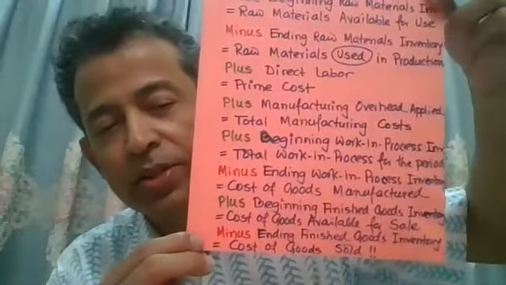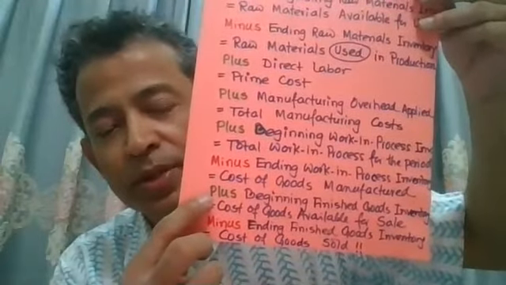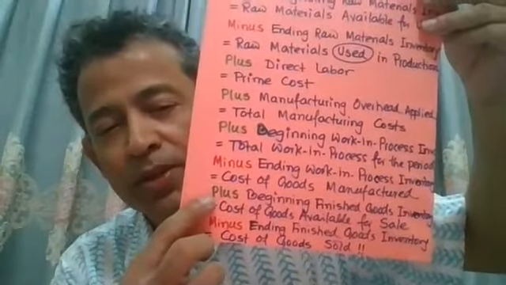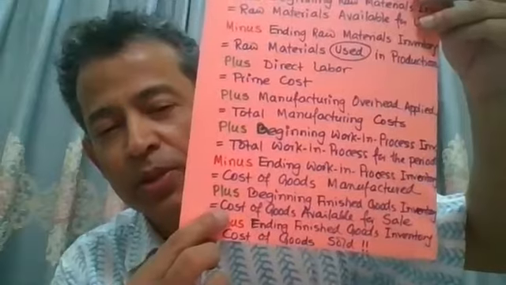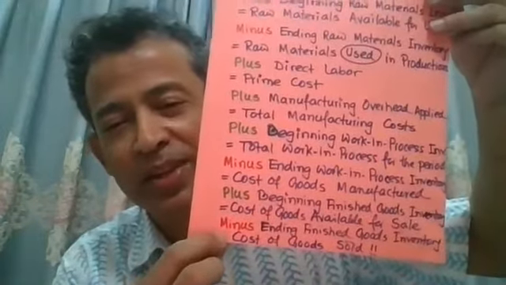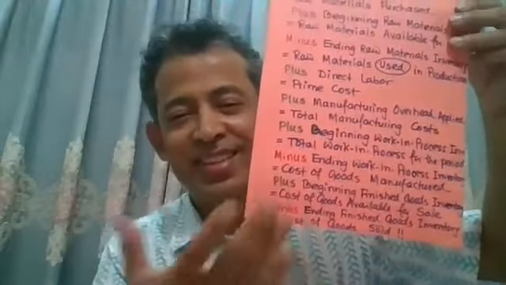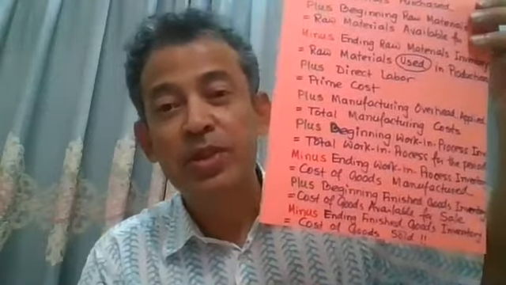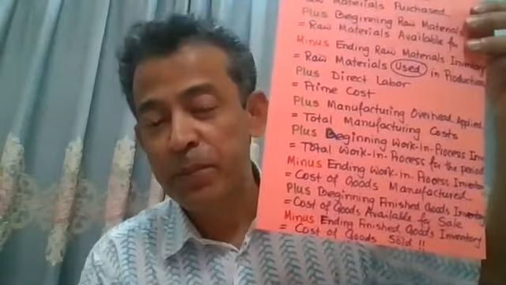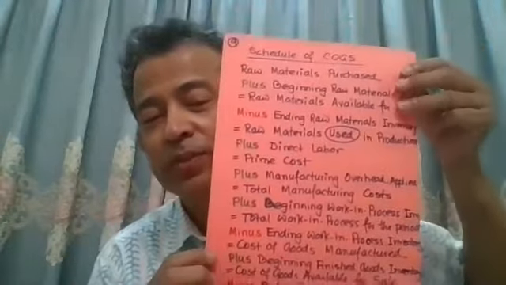You see, cost of goods manufactured plus your beginning finished goods gives you COGAS, cost of goods available for sale. And then minus your ending finished goods gives you what? That's the ultimate, isn't it? Cost of goods sold. Okay, so this is our cost of goods sold schedule.